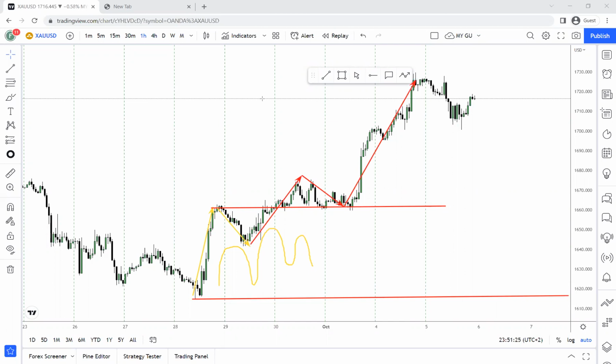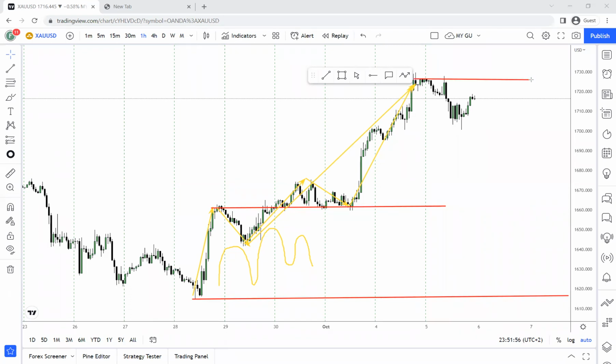Actually, let's change the colors. We have an impulse, a small correction, and an impulse. So this whole move was one move. Market went up, right? It made a new high. Let's highlight that high. Market made a new high.